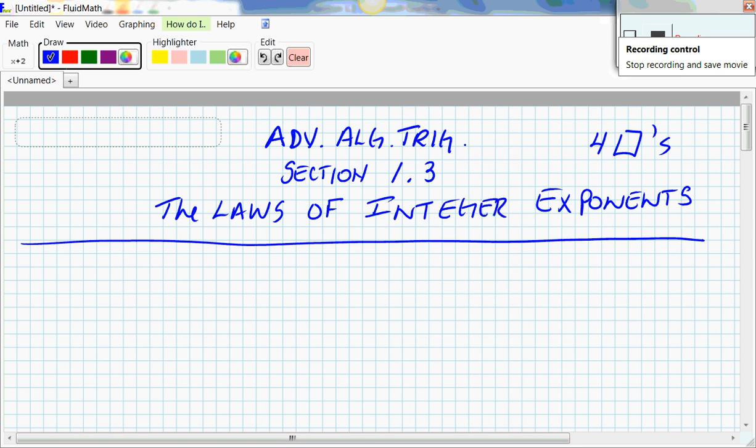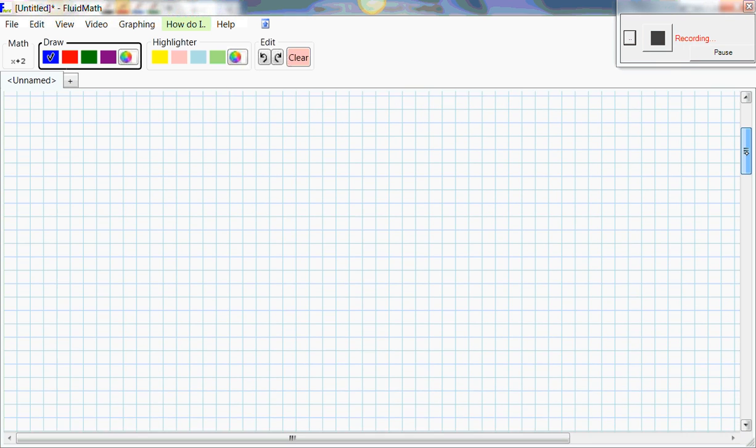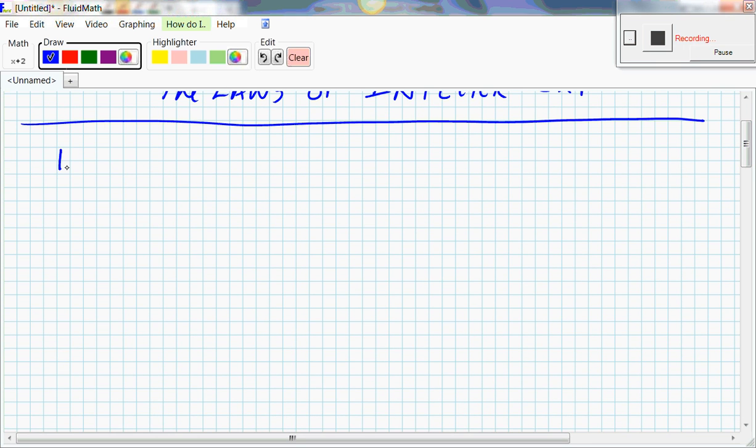All right. So there are 4 boxes today, and we're going to get right to the first box over here. Okay? The first box are the laws of exponents.